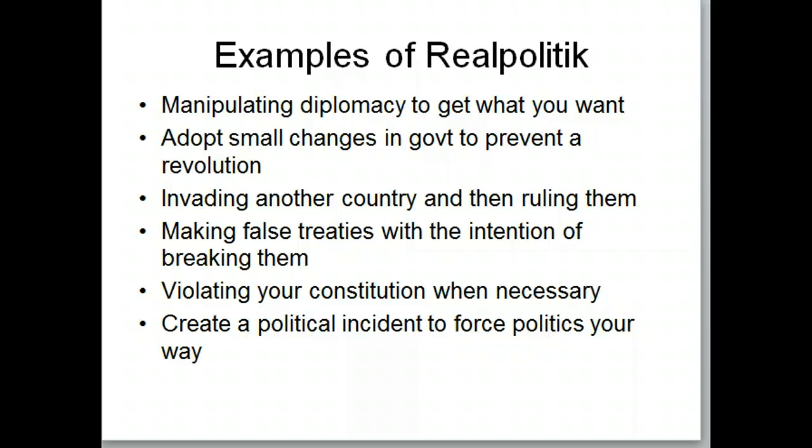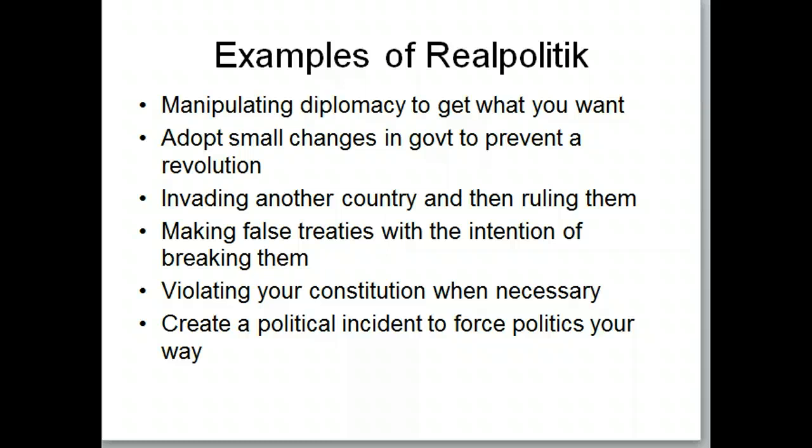And then you can create political incidents to force politics your way. The best example of this is, and there's no actual proof, but people are pretty sure that Hitler had the legislative building called the Reichstag burnt down in Germany and blamed it on the Socialist Party, because the Socialists were gaining a lot of political power. Everybody believed Hitler blaming it on them, and so they lose all their power and Hitler becomes more powerful.